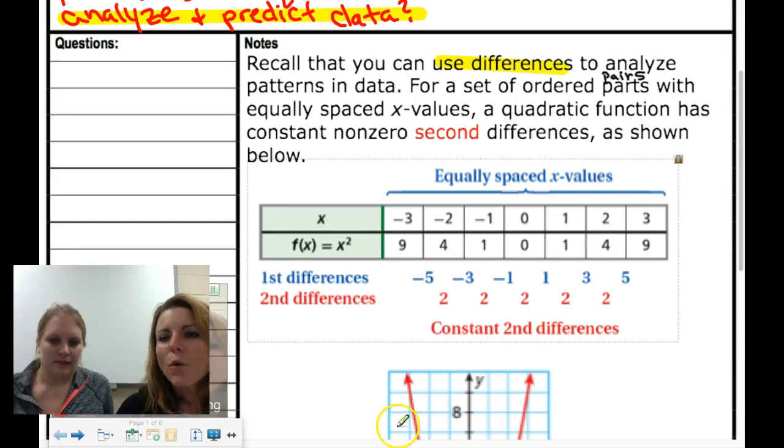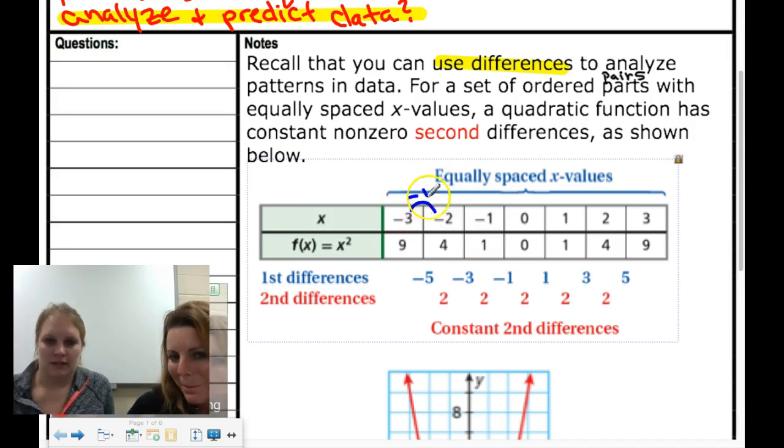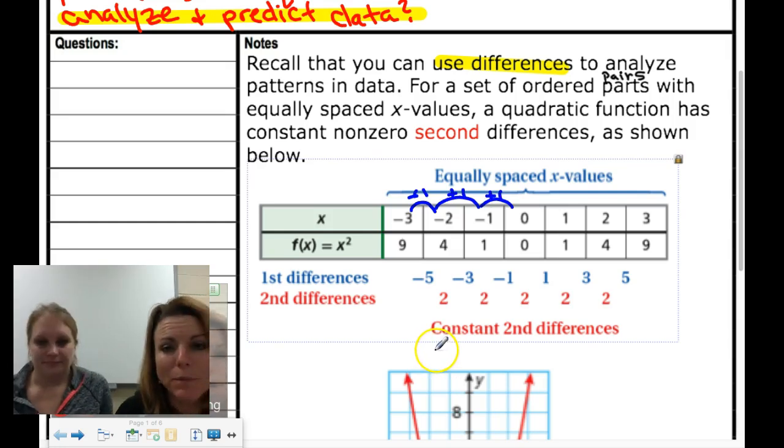So for a set of ordered pairs with equally spaced x values, that's so important. Here is a -1, they're all going up by 1, right? Here we get +1. That's what equally spaced means. They're all going up or down by the same amount.